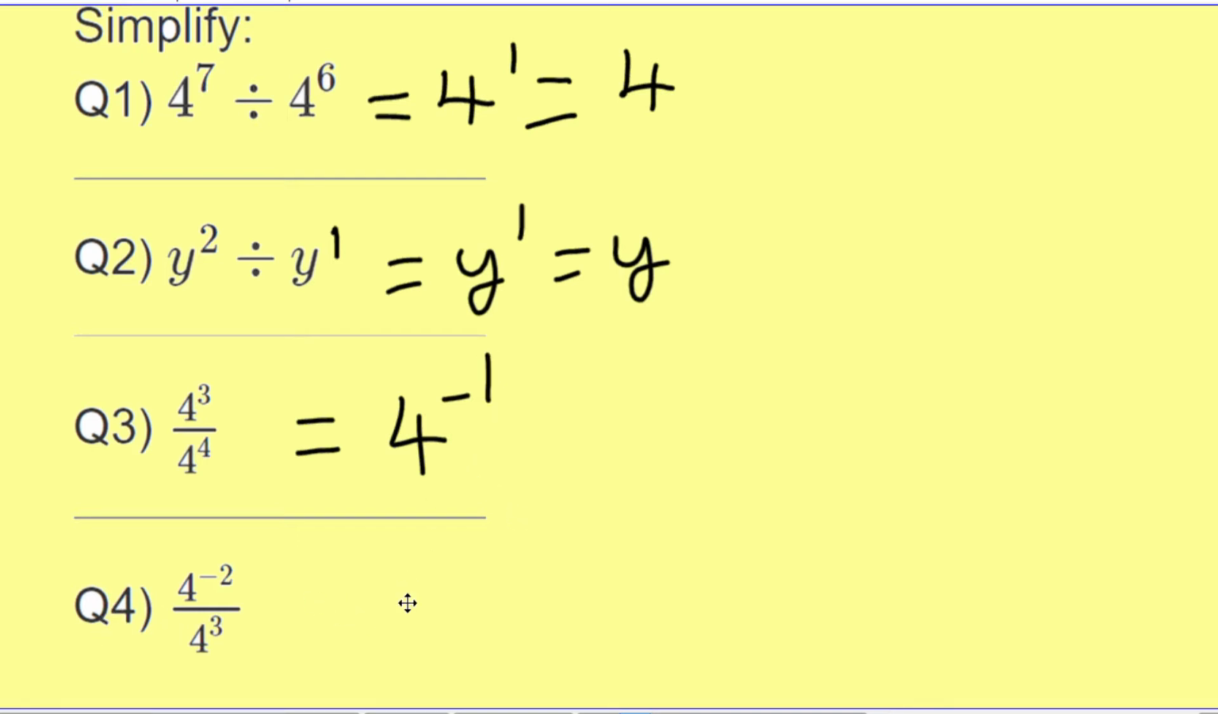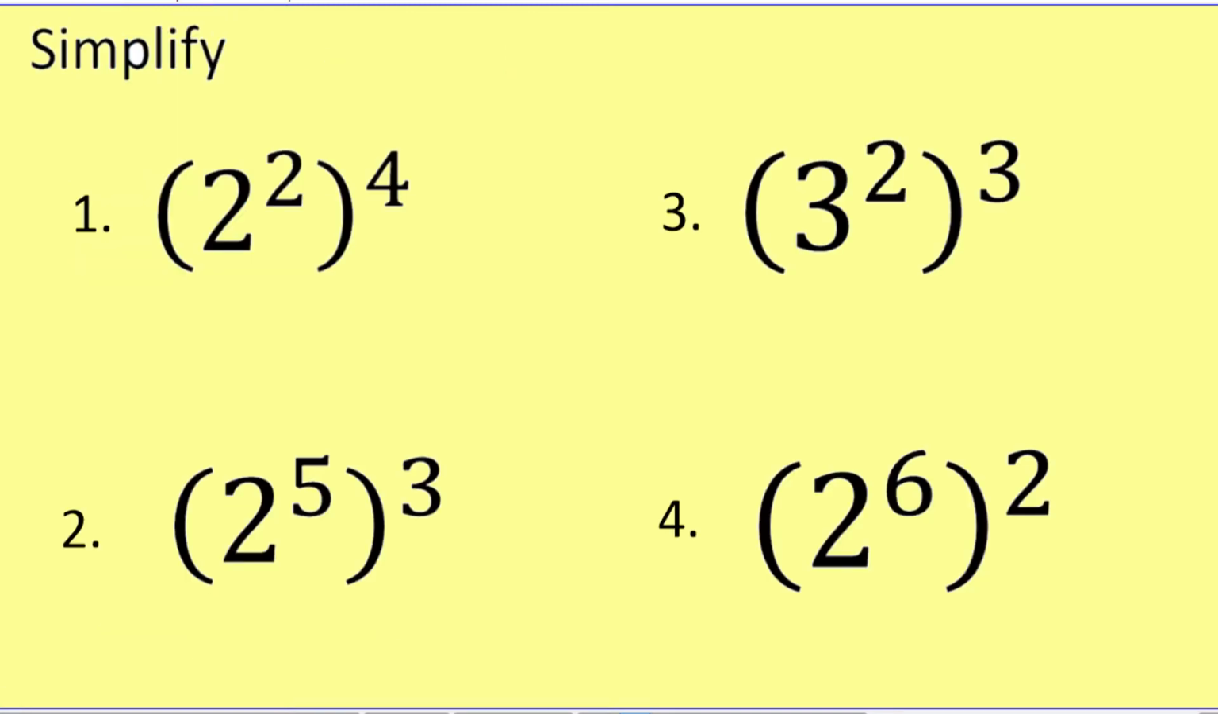And here we have 4 to the power of negative 2 divided by 4 to the power of 3. So we've got 4. Negative 2 take away 3 is going to give us negative 5. So 4 to the power of negative 5. Okay, so pause again, have a go, and wait for us to go through it.